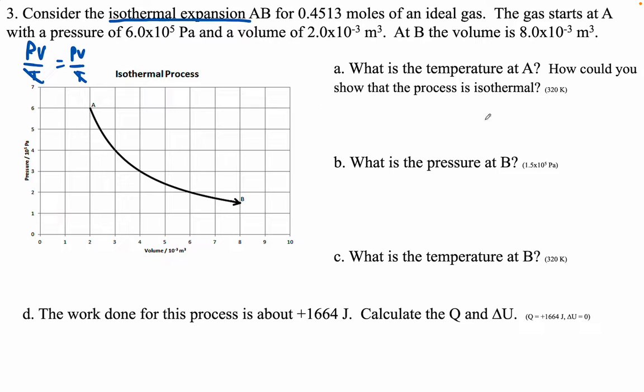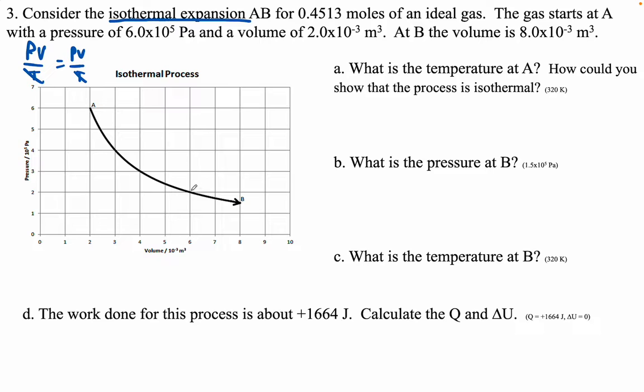Now, it says, how could you show this process is isothermal? Well, check out the beginning here. 6 times 2 is 12, right? I'm going to ignore the times 10 to the 5th. Notice here we've got an intersection with a line. 4 times 3, that's also 12. Ooh, it goes through this one. That's 3 times 4. That's also 12.